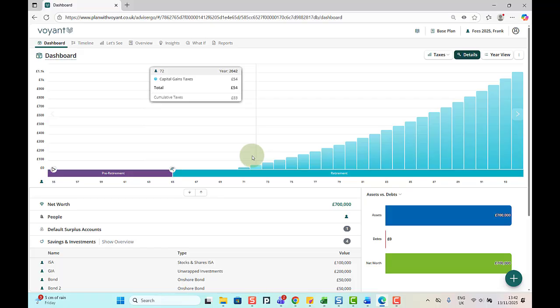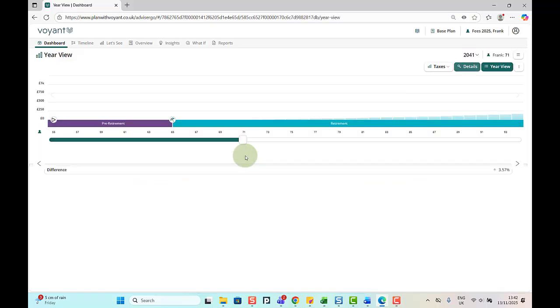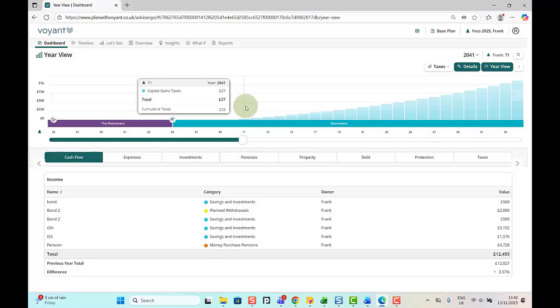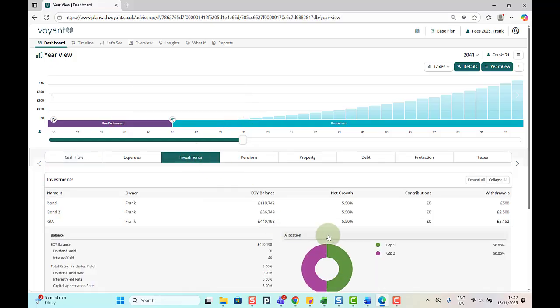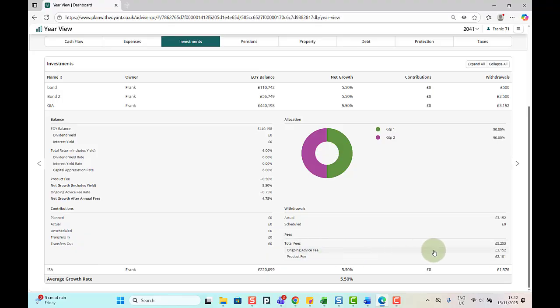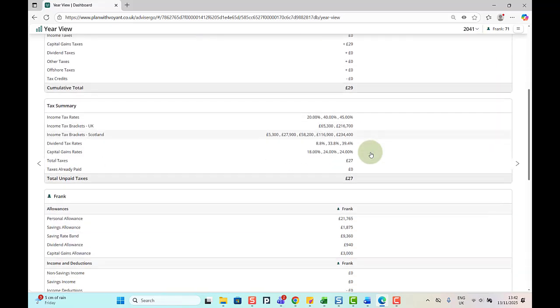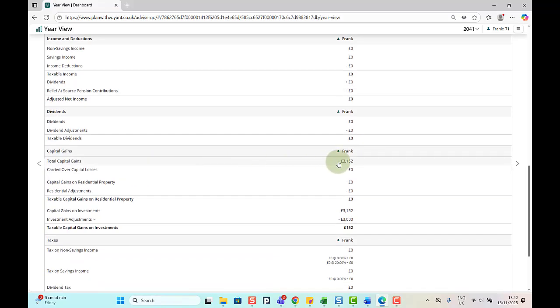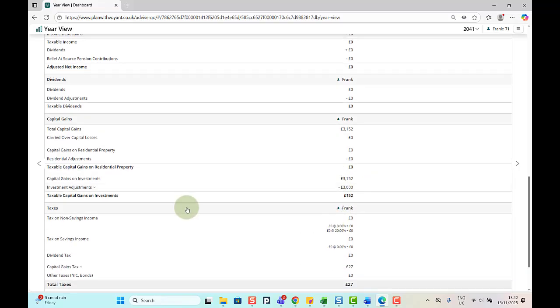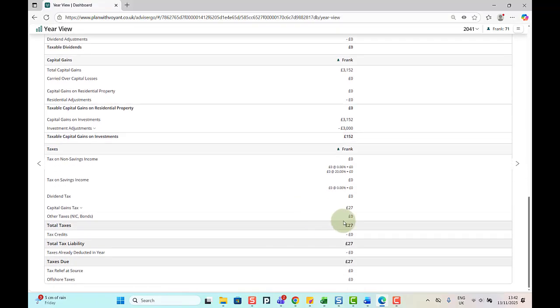Let's view the details, say in, here we go, 2041. We can see that in 2041 there are capital gains taxes of £27. Let's take a look at the investment itself, and we can see that the ongoing advice fee is £3,152. So then we can go to taxes, we can work down. Here it is. There's the amount, and it's total capital gains. We're going to take off the capital gains allowance. So taxable gains is £152, and then we work out the tax charge, which is 27.